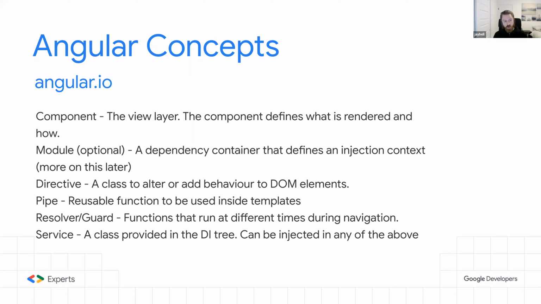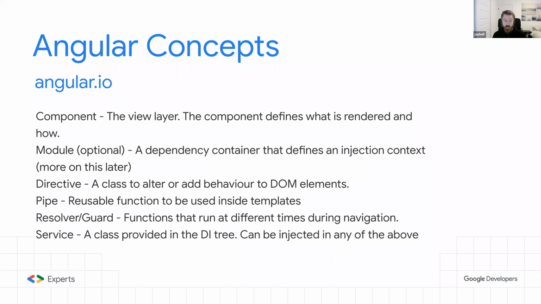So at its core, Angular has some concepts. The component, this is the view layer. It defines what's rendered and how. It has inputs and outputs, event listeners for different buttons or click events, all that kind of stuff.